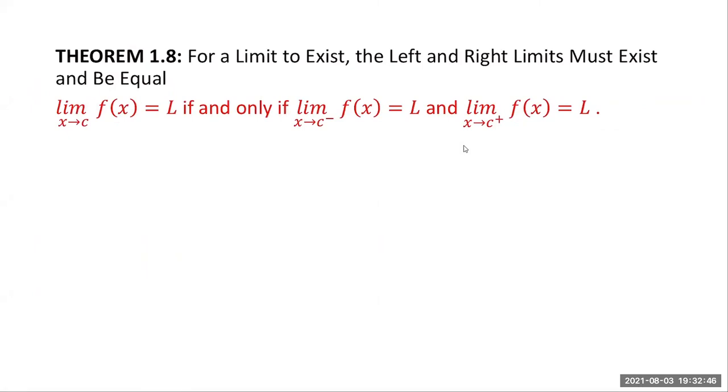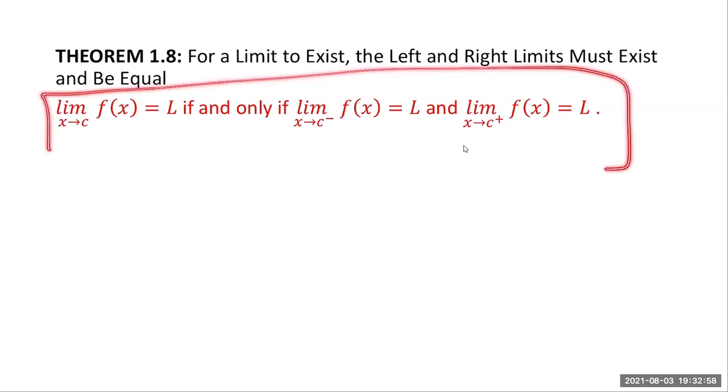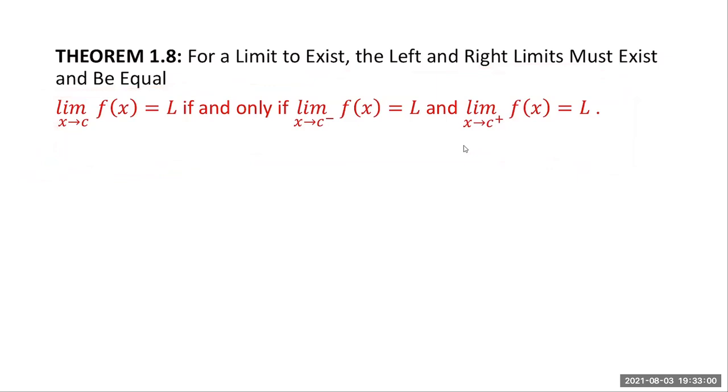Next, we have this theorem. For a limit to exist, the left limit and right limit must exist and be equal. So this is the theorem as a formal statement. The limit as x goes to c of f of x is equal to L. That means this is the two-sided limit. If and only if the left limit exists and it is equal to L, and the right limit exists and it is equal to L as x goes to c.